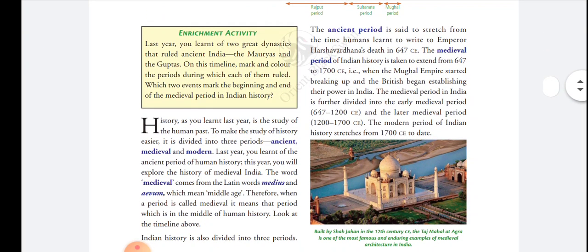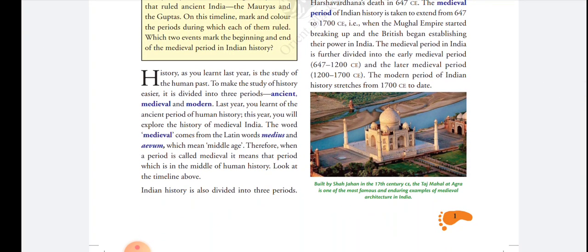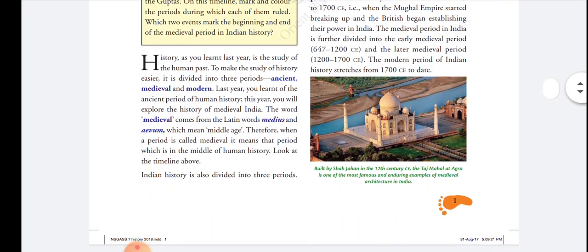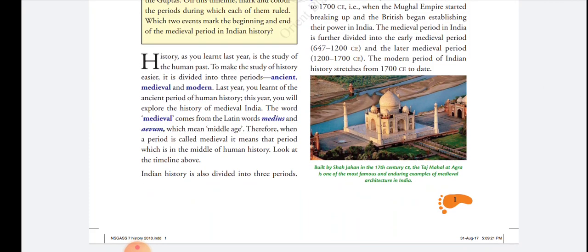History is divided into three periods: ancient history, medieval history, and modern history. In 6th class you studied ancient history. Now in this 7th standard you will study medieval history.